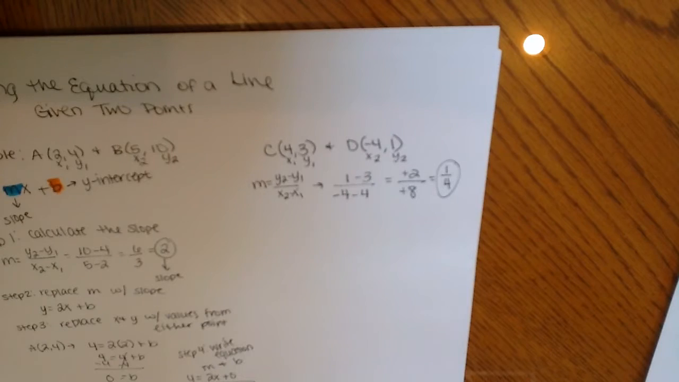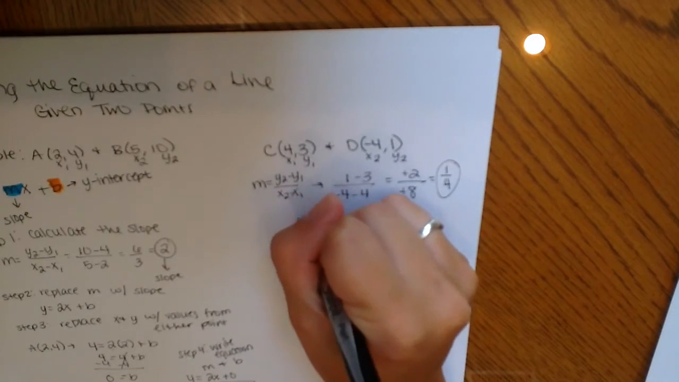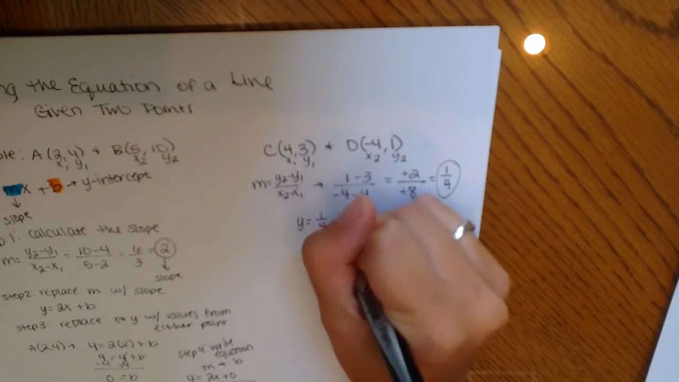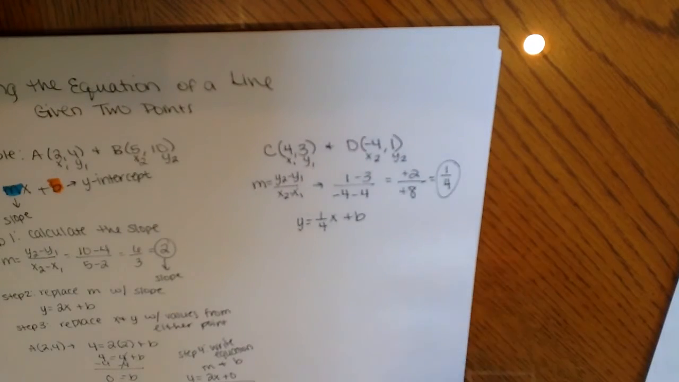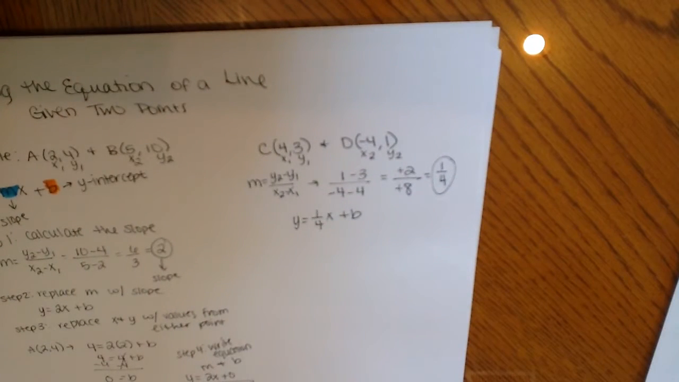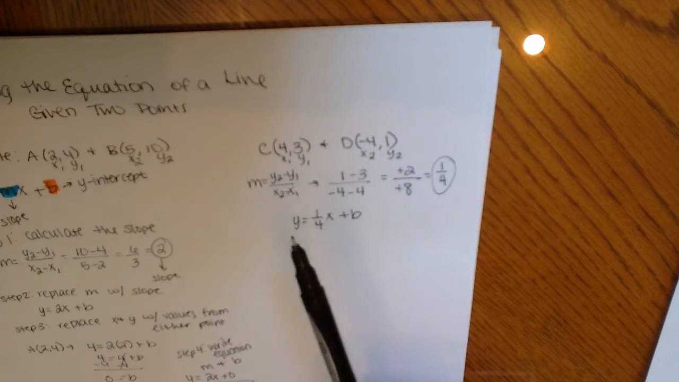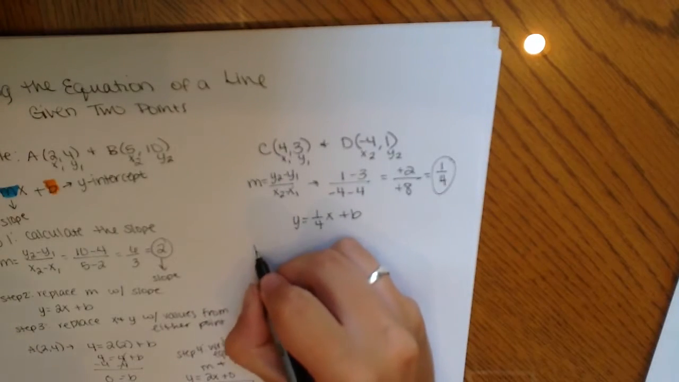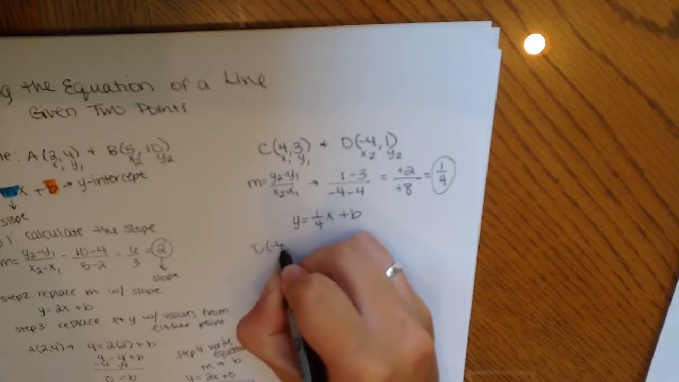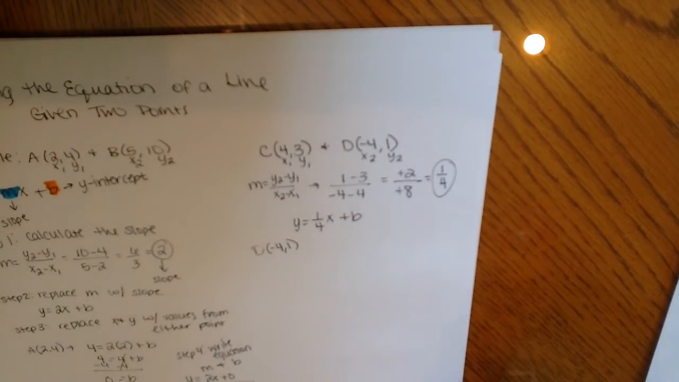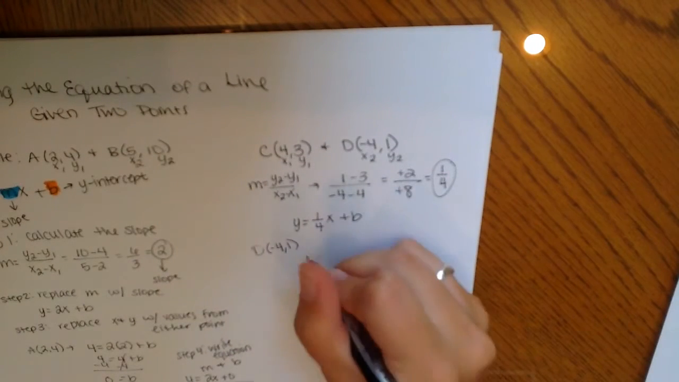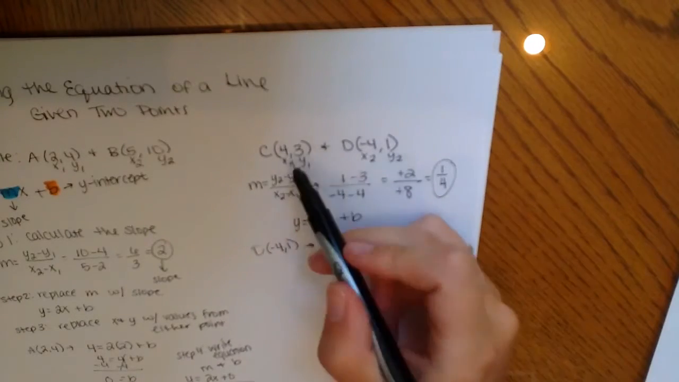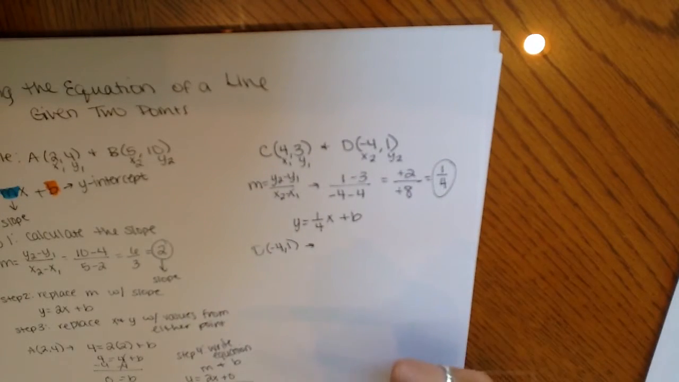Now that we have the slope, we can replace that in our slope-intercept form. Y is equal to 1/4 x plus b. Again, we can choose points C or D to replace the x and y values. So I'm going to choose point D in this case, just because I think it looks a little easier to do the math. But if you choose point C, you will get the same answer, and I'll show you that in a minute.